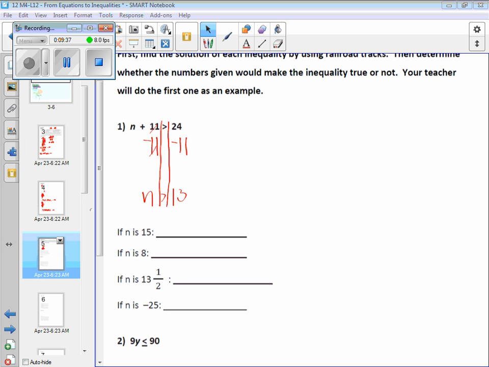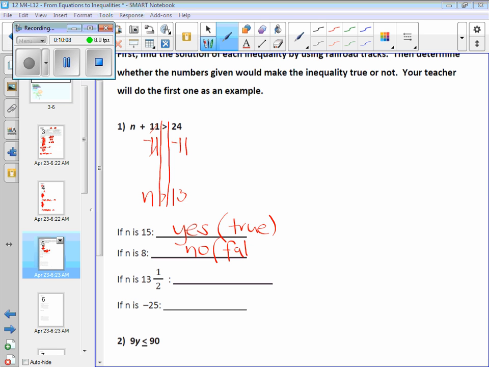Did everybody get, after you go through your steps, n being greater than 13? Okay, so now we take a look at the conditions and we answer yes, no, or true, false. If n is 15, would the statement be true? Right, because 15 is greater than 13. Riley, what about if n is 8? False or no? Either you could write yes or true, no or false.